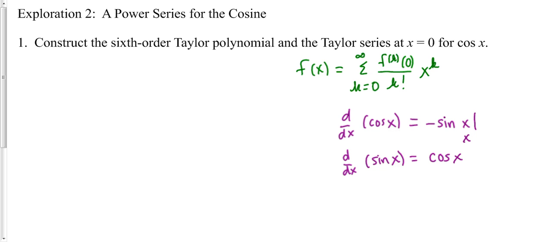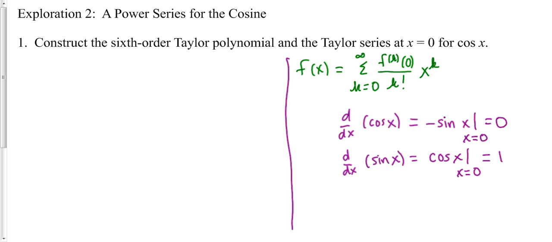And if we're going to evaluate them at x equals 0, what's the sine of x equals 0 going to be equal to? 0. And what's the cosine of x equals 0 going to be equal to? 1. Well, what does this tell us? It tells us that the odd k terms are going to be equal to 0. But let's work it out just to be sure.